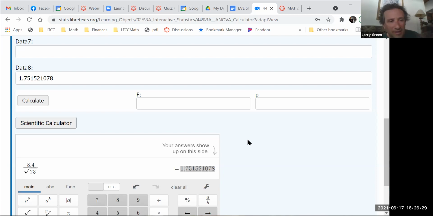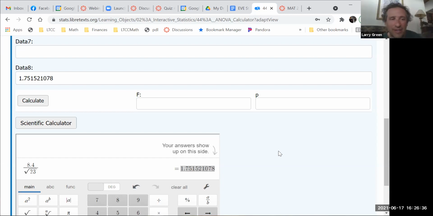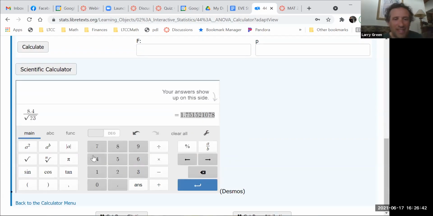And this little scientific calculator button is in every one of them. It takes a lot of space, so I hid it unless you click on scientific calculator. So if you've never seen it, now you've seen it. And it has everything you would need.